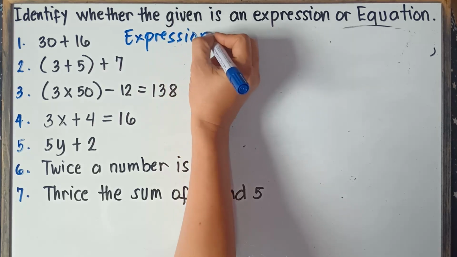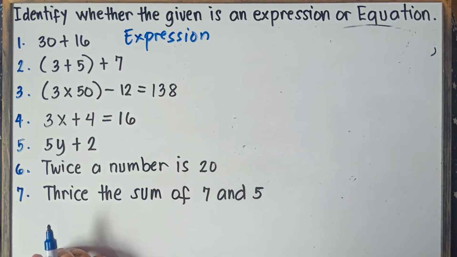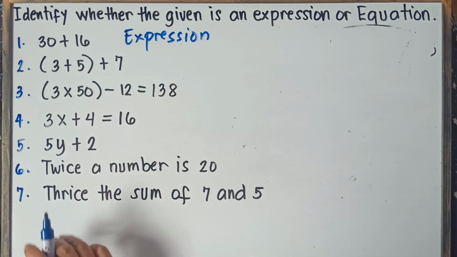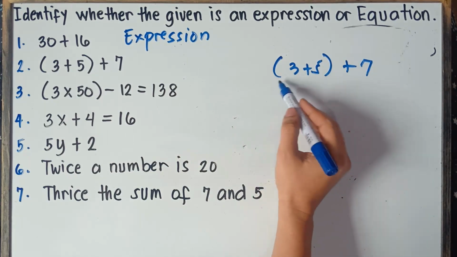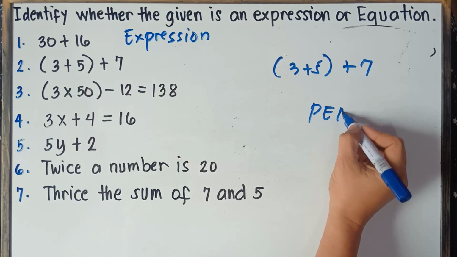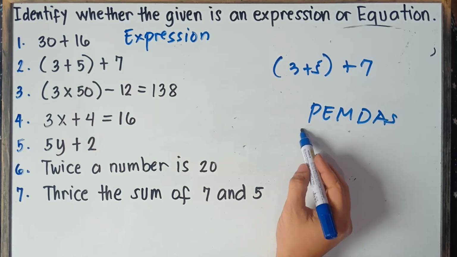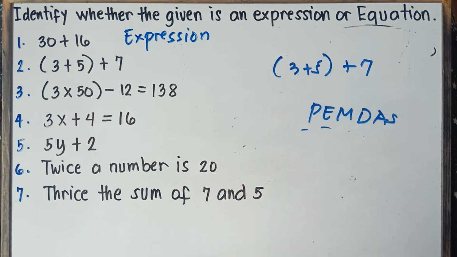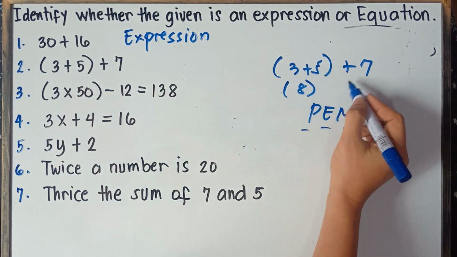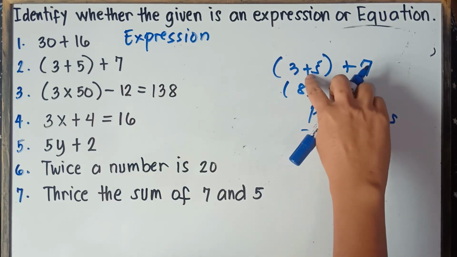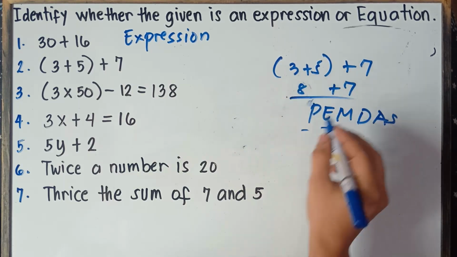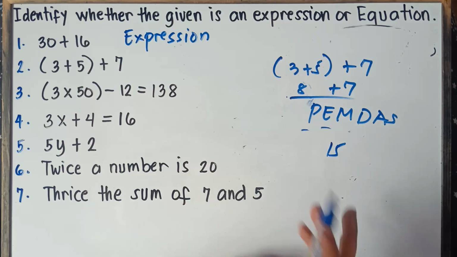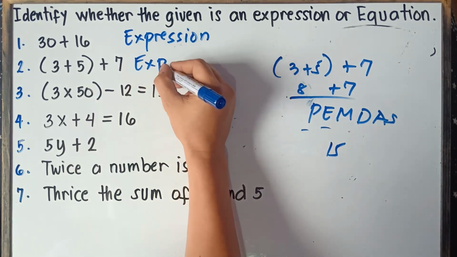Alright, simple as that. So number 2, we have the quantity 3 plus 5 plus 7. Is this an equation or an expression? If we answer this one, you simplify inside the parentheses. You always follow PEMDAS or GEMDAS, so parentheses and exponents come first. You simplify this one first. 3 plus 5 will be 8, and then plus 7. So we can remove the parentheses now. That will be 8 plus 7, that will be 15. So 8 plus 7 is just a numerical expression. Alright, so this is an expression.